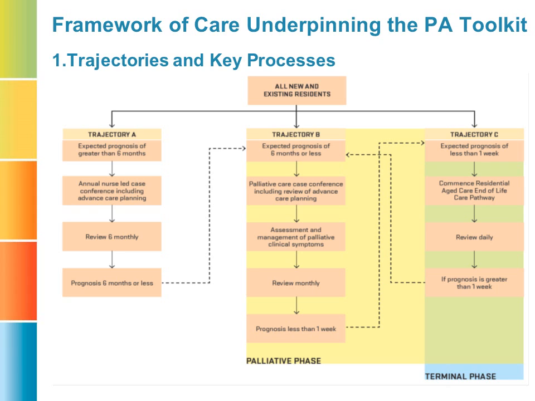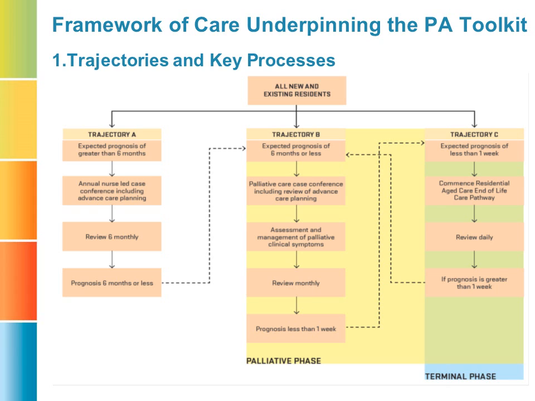For those people who then get a prognosis of less than 6 months, they go into what we call the palliative phase, where the main focus is to have a palliative care case conference, which again includes reviewing people's advanced care plans or advanced directives. It also means that you look closely at some of the common symptoms that people have at this time, things like pain, shortness of breath, nutrition, hydration issues.